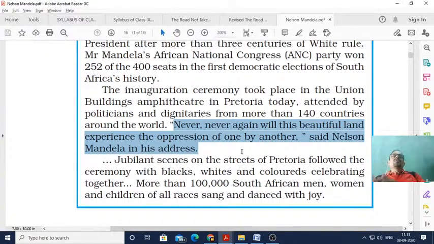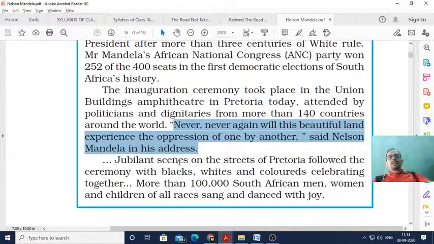Because now the policy of apartheid has come to an end, and this is a landmark victory for the African National Congress, the leader of which was Nelson Mandela. Therefore, he became the first black president of South Africa in the first democratic election.